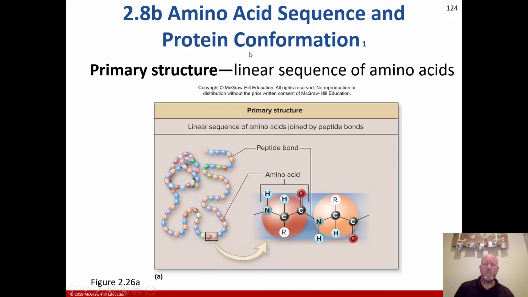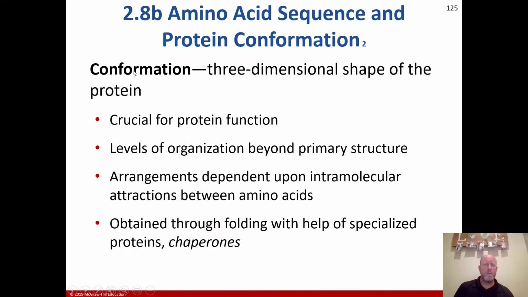As far as amino acid sequence and protein conformation, primary structure is a linear sequence of amino acids. So we have our peptide bond showing the amino acid, and basically it's a closer look at that amino acid and that peptide bond. So the conformation is the three-dimensional shape of the protein. That's crucial for protein function.